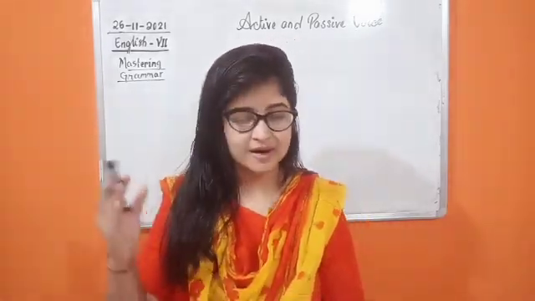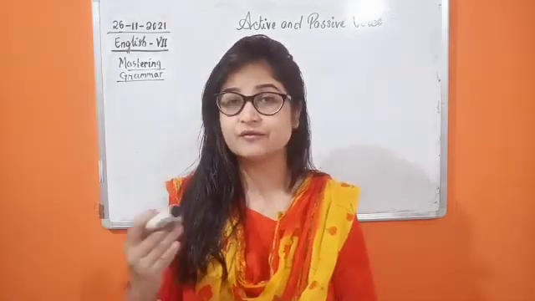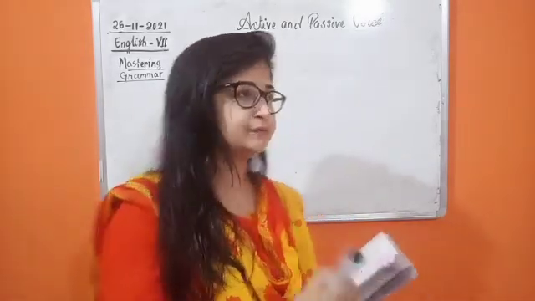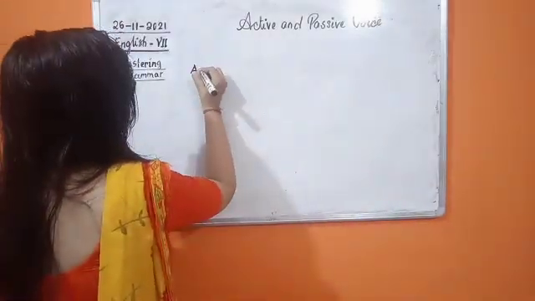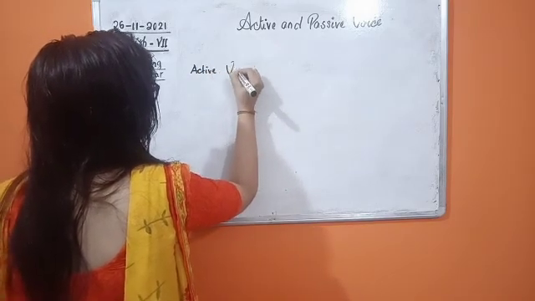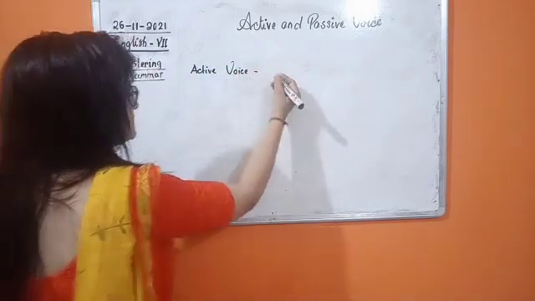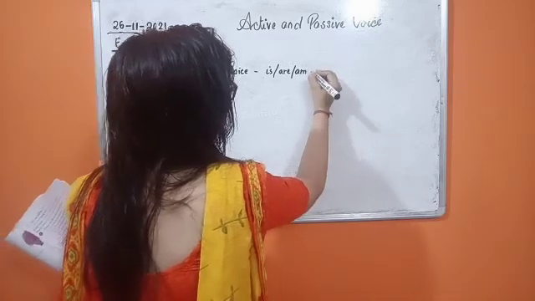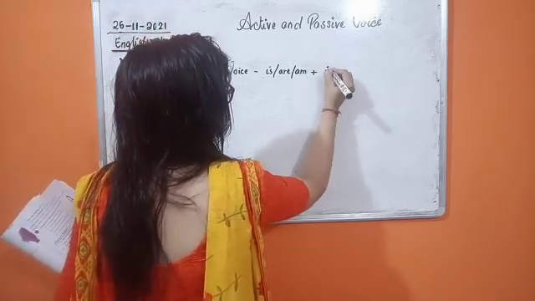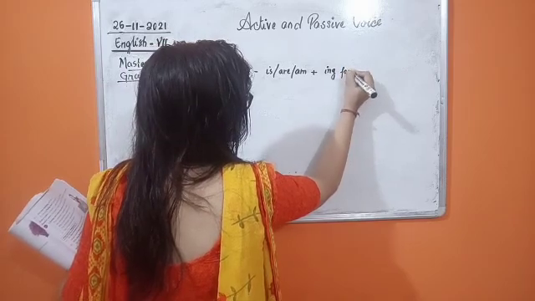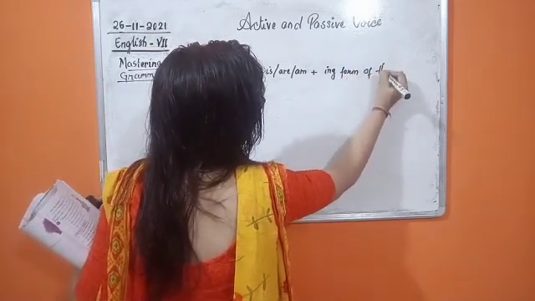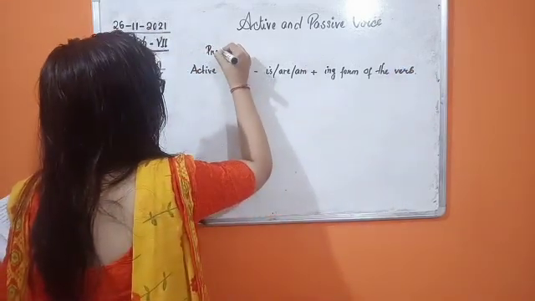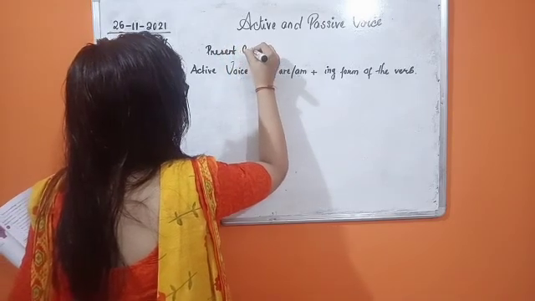Now active voice is is, are, am plus the ing form of the verb. Now in passive voice, how does it change? Is, are, am, being plus past participle of the verb. So if in active voice we have present continuous, like is for singular, are for plural, am for I, and then the ing form of the verb, this is present continuous, children.